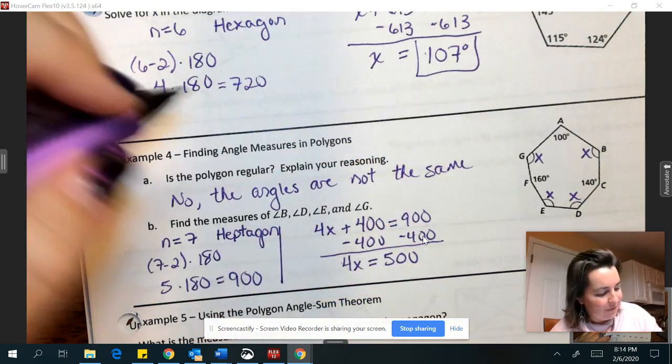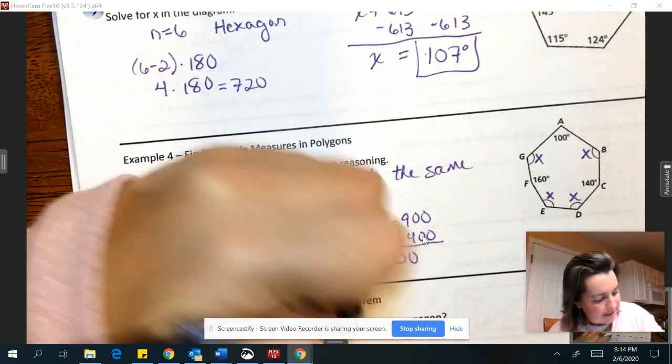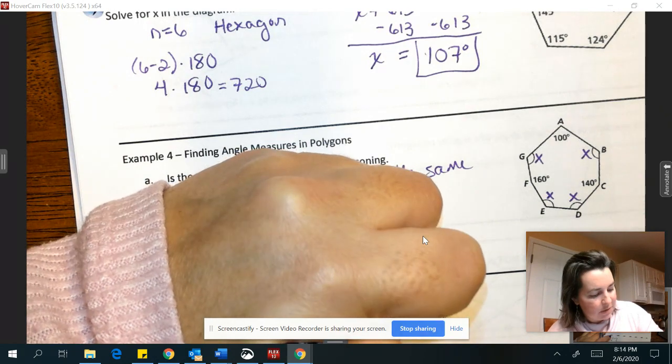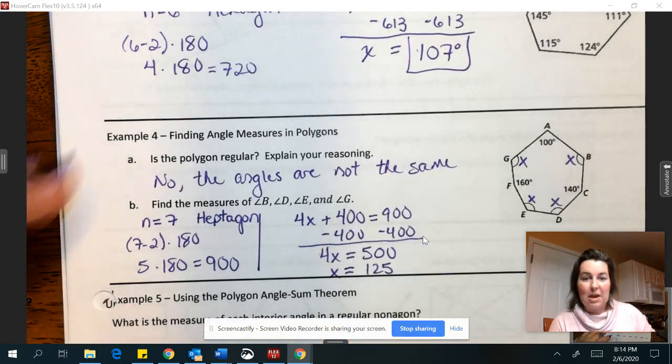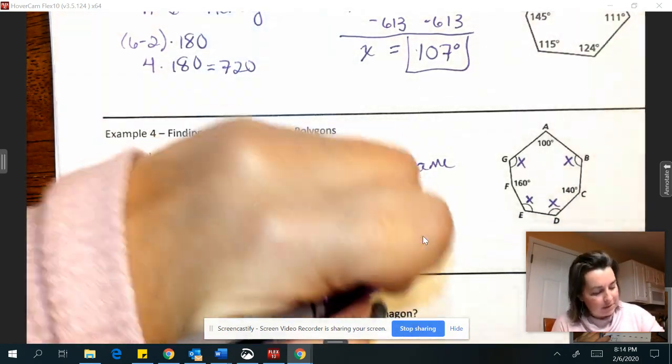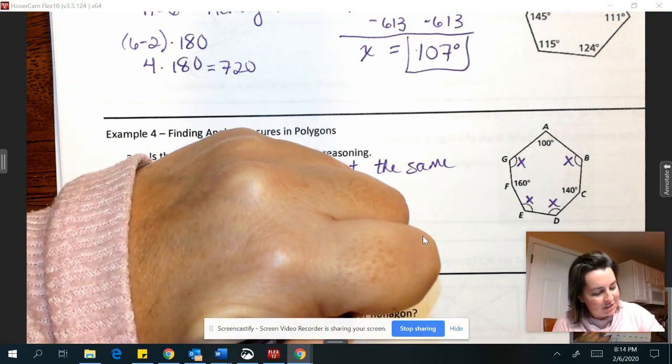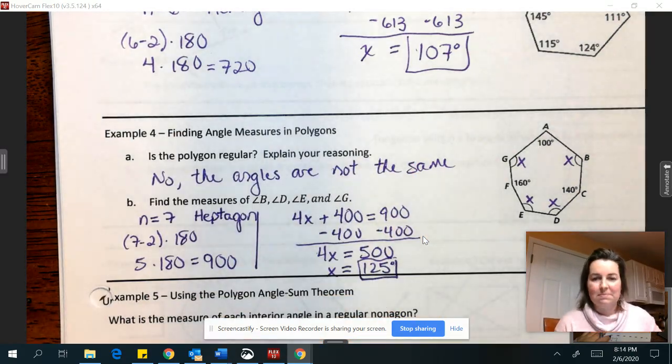Okay, so then we divide by 4. We get x is 125. So that is your answer. That's the measure of angles B, D, E, and G, 125 degrees.